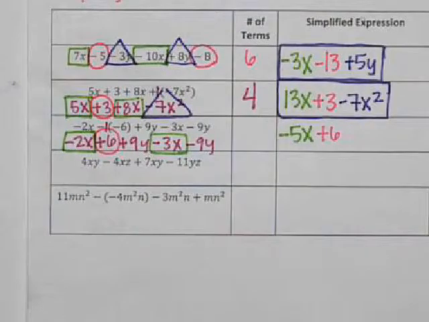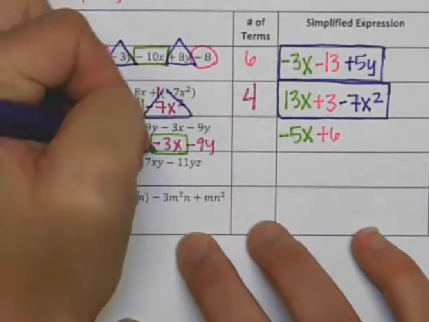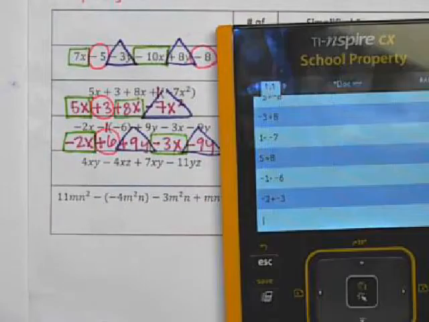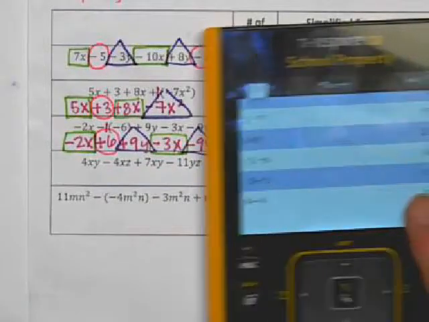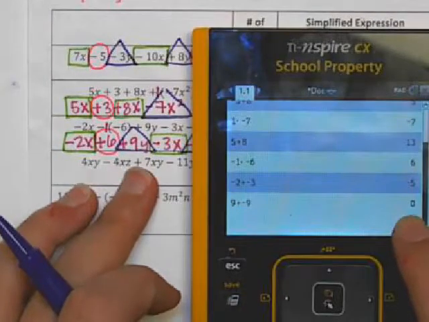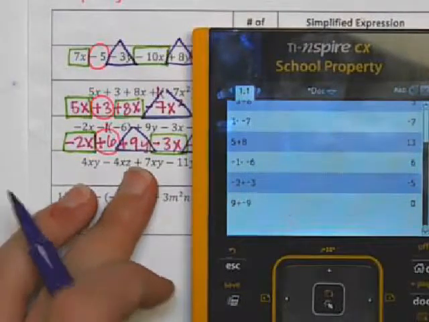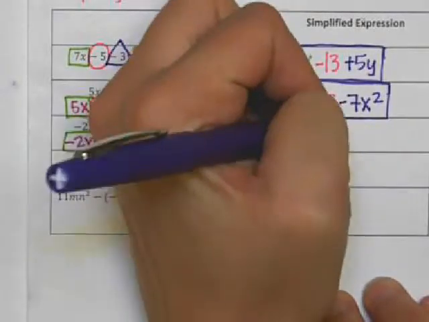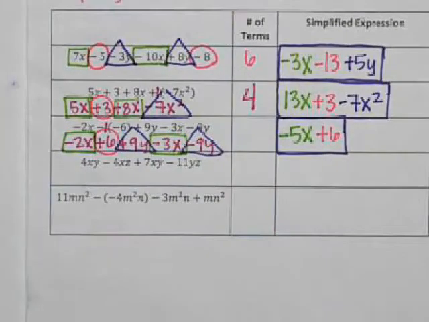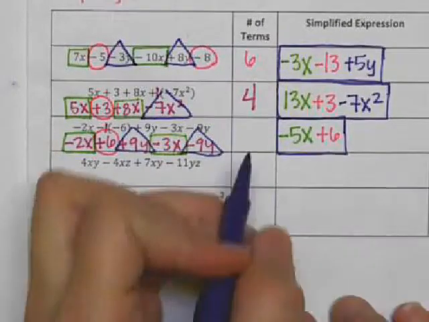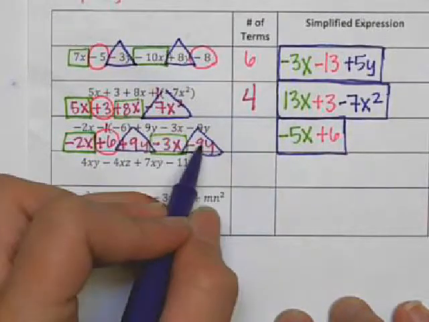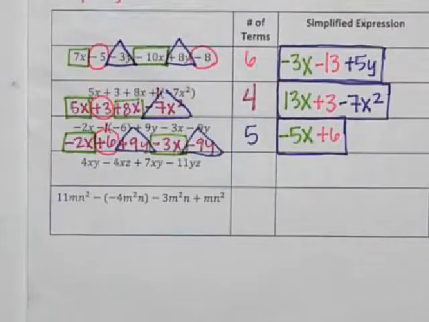And then last, I've got a +9y and a -9y. They both have a y, so they're like terms. I'm going to combine them. And in my calculator, I get 0, okay? I'm left with 0 y's. If I have 0 y's, I'm not going to write anything because I have 0 of them. So this is my answer. Oh, and I forgot to write the number of terms here, which I have 1, 2, 3, 4, 5 terms. Sorry.